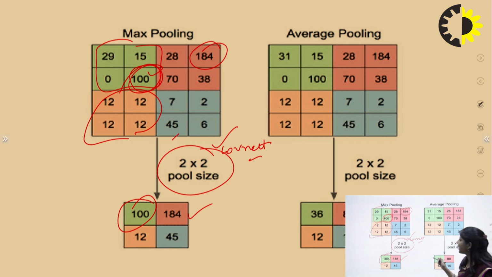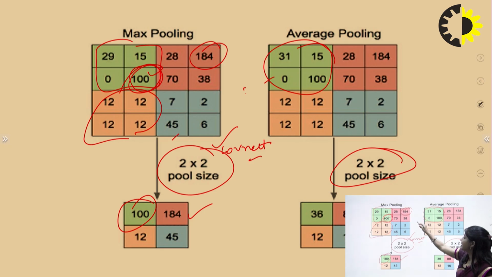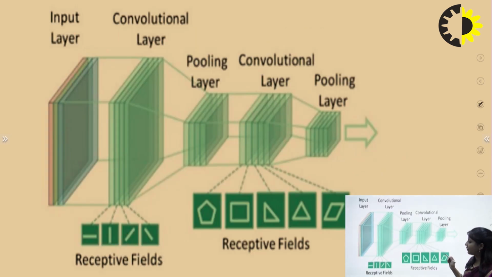here it is 45. And if we are using average pooling, we select the window size and take the average of the elements. So for this we do the average of these elements. This is the answer of the average pooling. So this is a structure.